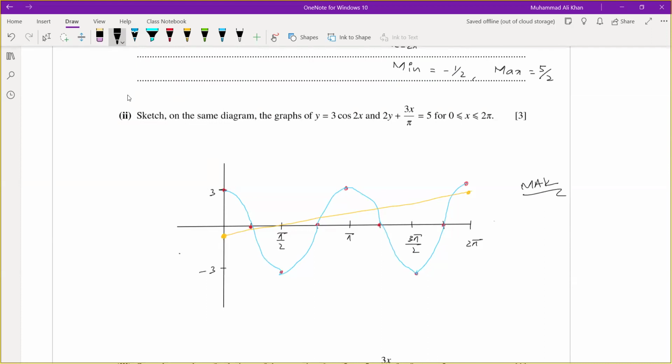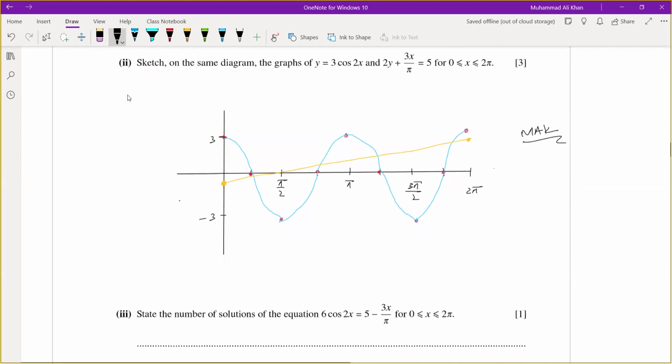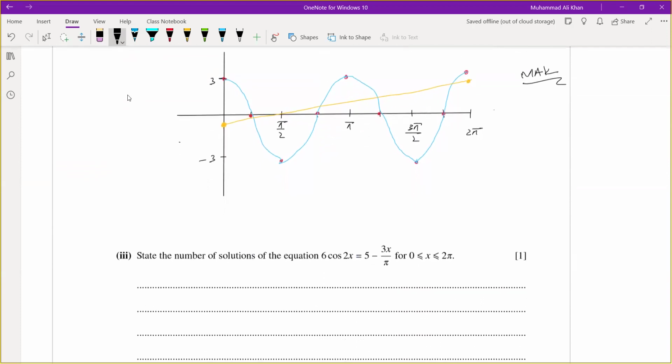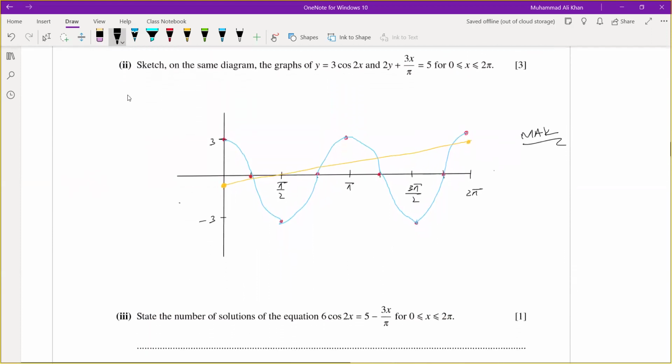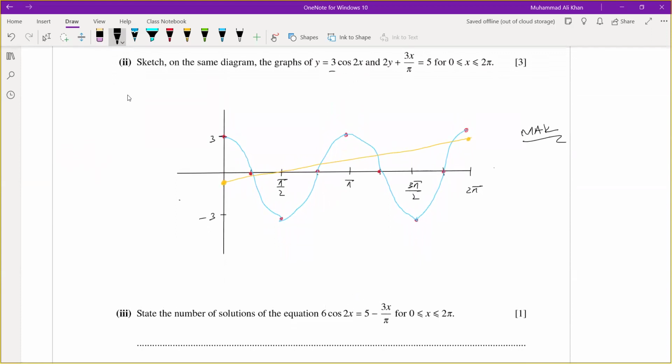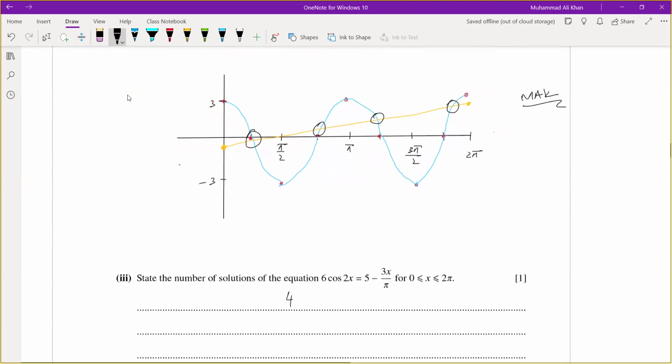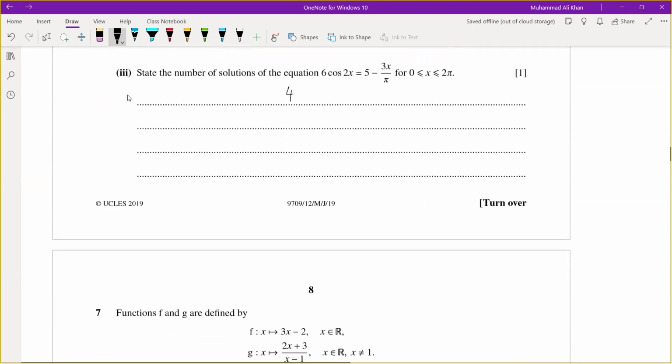Now, after that, next part, state the number of solutions of the equation 6 cos 2x equals to 5 minus 3x over pi. ये equation basically जो ऊपर हमारी ये जो दो equations दी गई हैं, इन्हीं को अगर हम कंबाइन करते हैं, y को इक्वेट कर देते हैं, तो ये इक्वेशन जनरेट हो रही है. तो बस हमें ये बताना है कितनी जगह पर कर्व और लाइन इंटरसेक्ट कर रहे हैं. कितनी जगह पर कर रहे हैं? 1 2 3 4. 4 जगह पर कर्व और लाइन इंटरसेक्ट कर रहे हैं. ये हमने मार्क कर दिया इधर. This is of 1 mark only. Just you have to write 4.